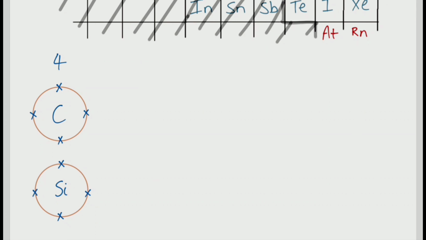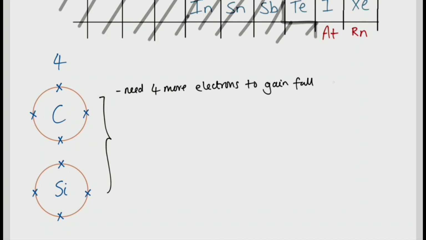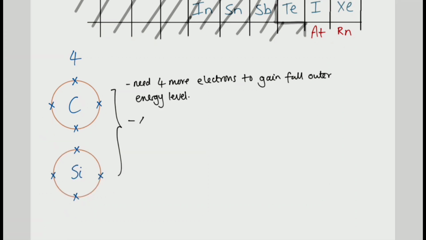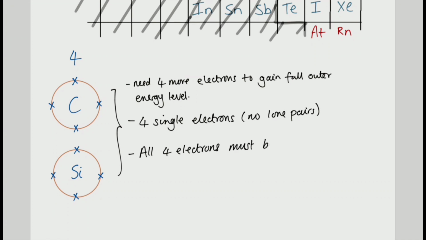Now, to get a full energy level, they need to have 8 electrons. So carbon and silicon both will need 4 more electrons to get a full outer energy level and become stable. So they have 4 single electrons and they don't have any lone pairs. And so the 4 single electrons must be bonding to electrons of other atoms. So all these 4 electrons must be involved in bonding. So that's group 4 elements.